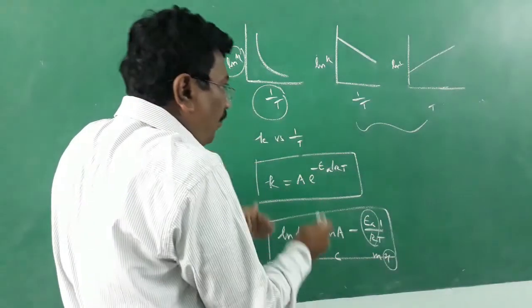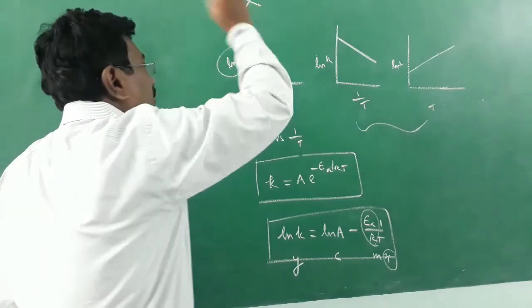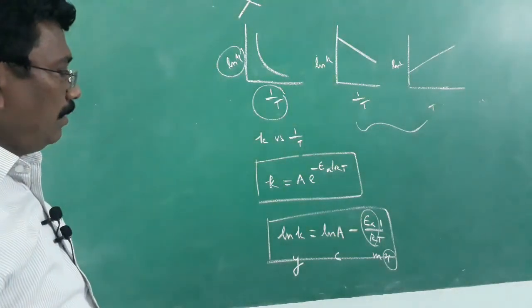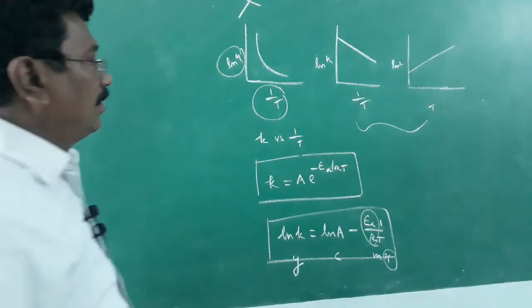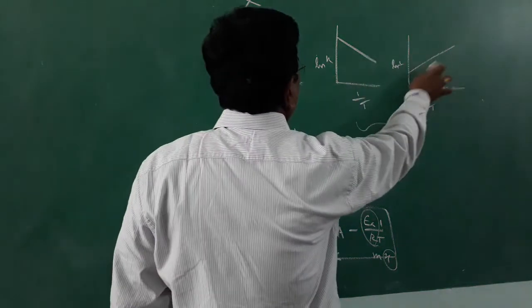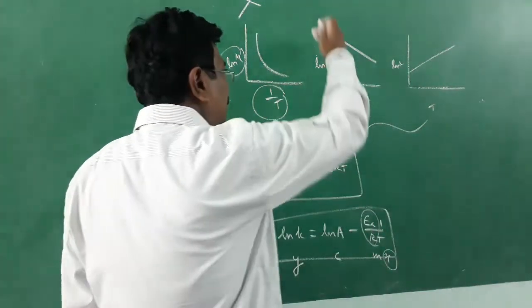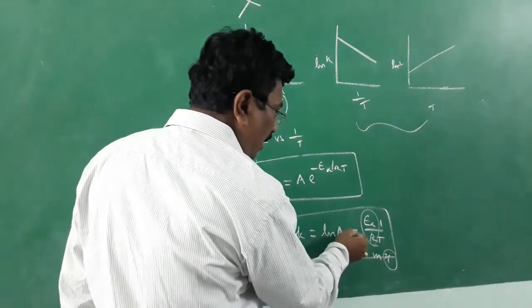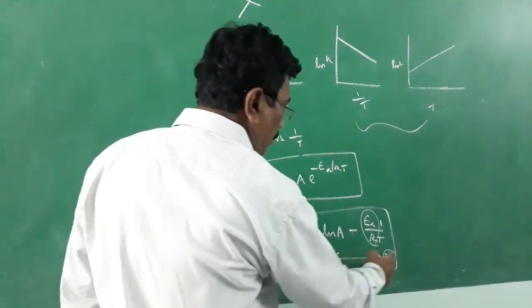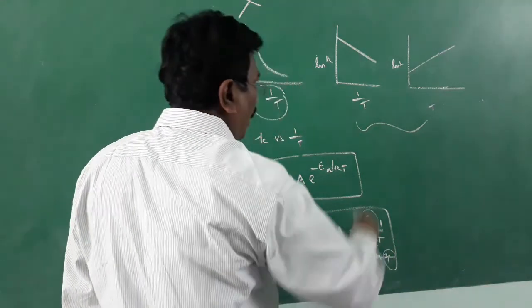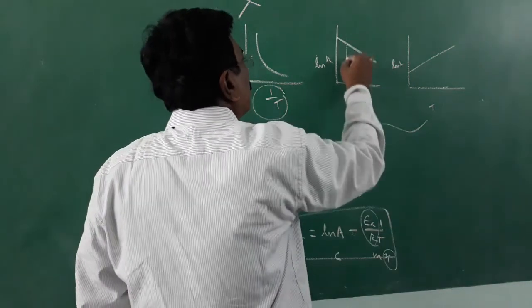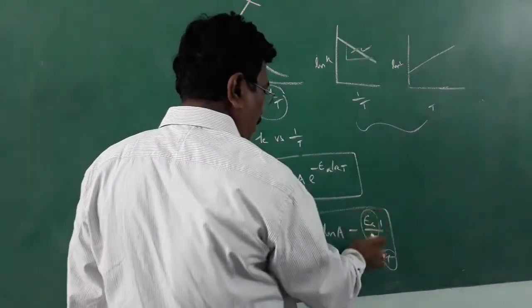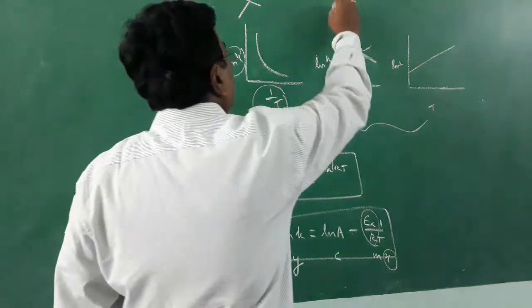This is the equation for a straight line, and therefore we cannot get a curve. Alright? It is a straight line. Therefore we have to get either this straight line or that straight line. The slope is negative, so it should be like this: a straight line with negative slope. This is the value of slope, minus Ea by R. So option B is correct.